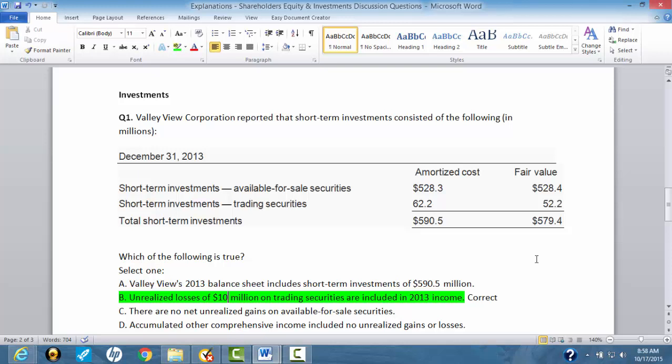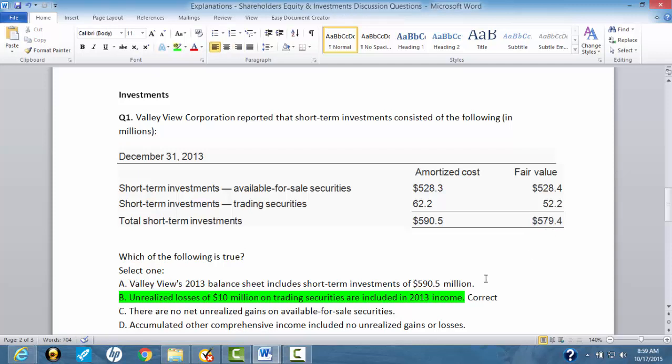Question 1. Valley View Corporation reported that short-term investments consisted of the following. And this is for December 31, 2013. The corporation had available for sale securities investments. Cost is 528.3, fair value is 528.4. Trading securities. Cost is 62.2, fair value is 52.2. And we have the totals provided.